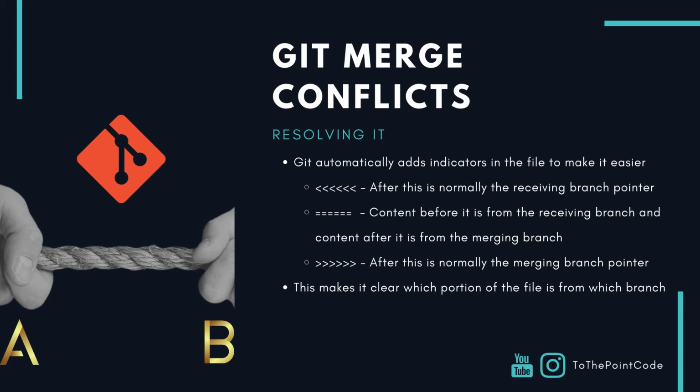The next indicator is the series of equal to sign. So this indicator has content before and after it. So the content before it is content from the receiving branch, and the content that comes after it is the content from the merging branch. In this case, it will be our text color branch. Also, there is a series of greater than sign, and after this sign comes the pointer to the merging branch. These three indicators make it easier for us to fix our conflict. Let's see how we fix it actually.